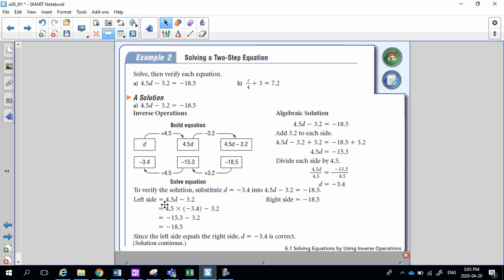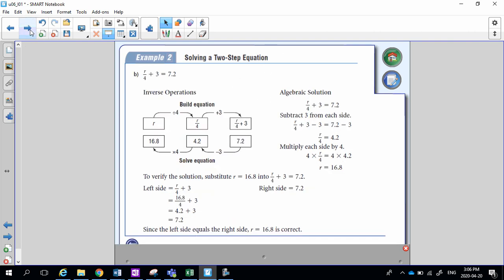Okay, so let's look. 4.5 times minus 3.4, that's minus 15.3. Take away 3.2, equals minus 18.5. That's the same as what we see here. Hooray. Huzzah, you did it right. Okay, perfect. Let's look at the second one. So the second question is going to be this one: r divided by 4 plus 3 equals 7.2.